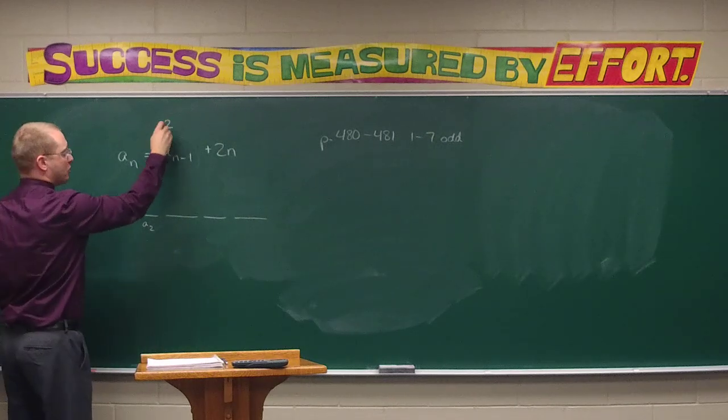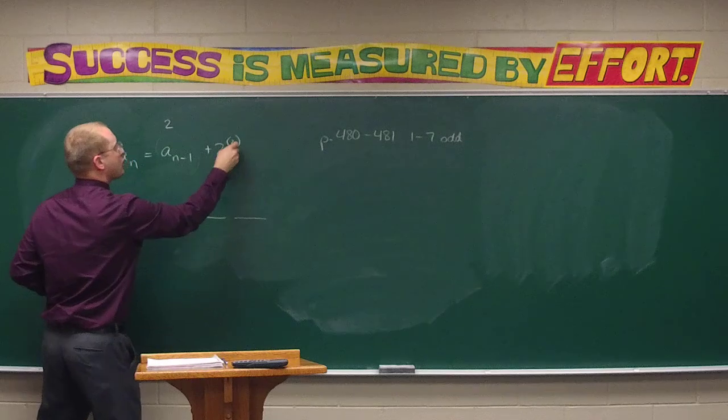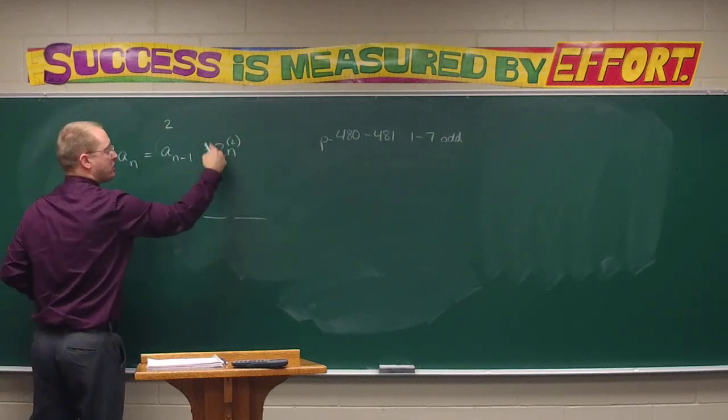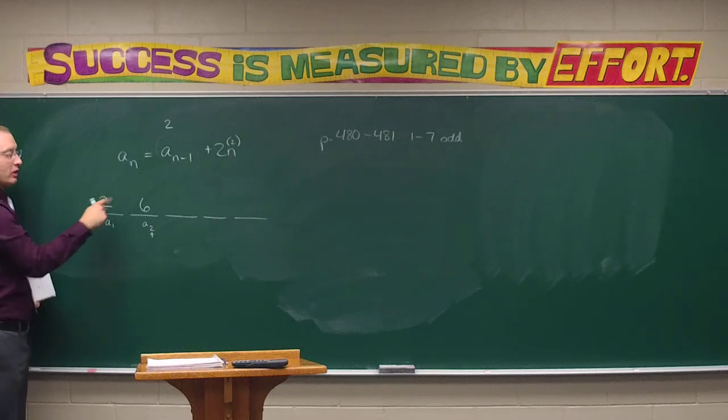Previous term, which is a 2, and the term number is a 2. So we're going to do 2 plus 2 times 2, and that's where we get the 6. But the problem is that doesn't mean we're necessarily multiplying by 3.